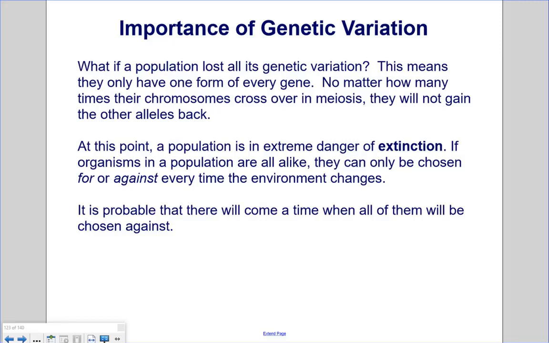If organisms in a population are all alike, they can only be chosen for or against every time the environment changes. It is probable that there will come a time when all of them will be chosen against, and then they will all die all at once, without any individuals with some variation to survive and pass on those traits to a new generation of offspring.